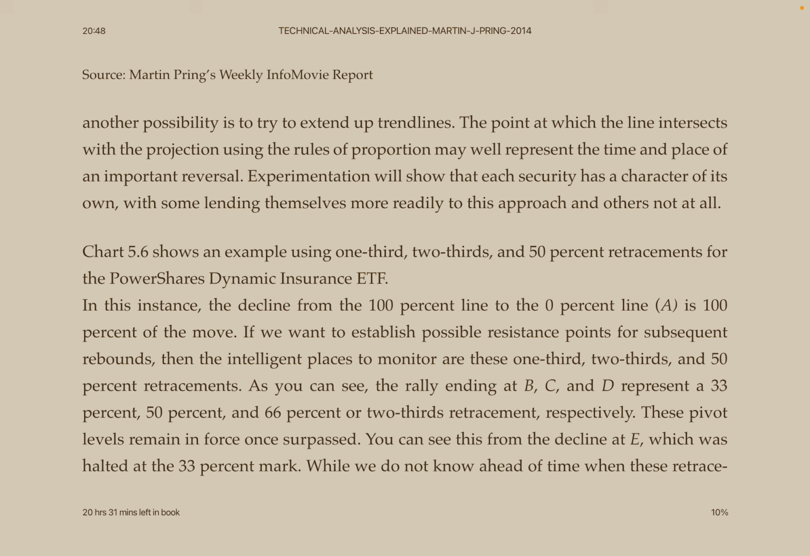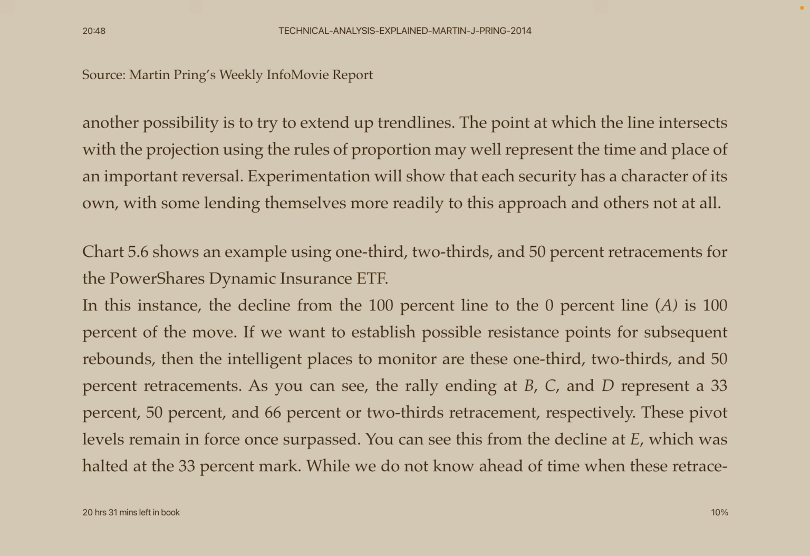Chart 5.6 shows an example using one-third, two-thirds, and 50% retracements for the PowerShares Dynamic Insurance ETF. In this instance, the decline from the 100% line to the 0% line A is 100% of the move. If we want to establish possible resistance points for subsequent rebounds, then the intelligent places to monitor are these one-third, two-thirds, and 50% retracements.